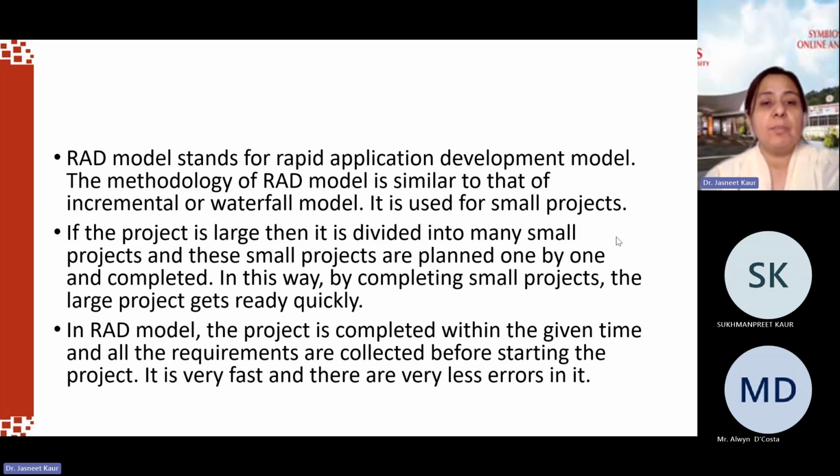Okay. So if the project is large, then it has to be divided into small projects. And these small projects are planned one by one and then completed. In this way, by completing the small projects, the full large project can be developed quickly. So in RAD model, the project is completed within a given time and all the requirements are collected before starting the project. It is very fast and there are very few errors in it because you are making small sections. So error chances are less.